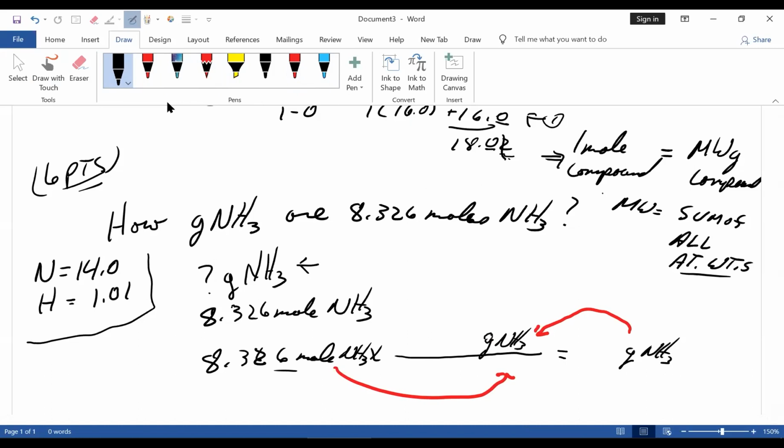So on top, I'll have grams of ammonia. Down here, I'll have moles of ammonia. Now, where do I find the numbers to put in this ratio? I look over here and say 1 mole of a compound equals its molecular weight, and the molecular weight is the sum of all atomic weights.